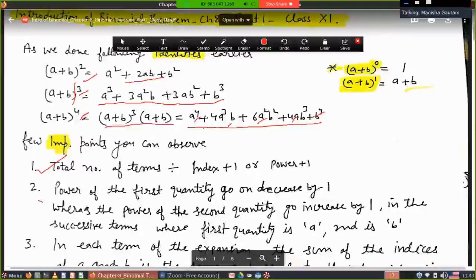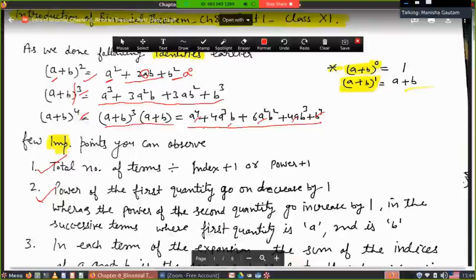The second point which you will get is that the power of the first quantity goes on decreasing by 1, whereas the power of the second quantity increases by 1 in the successive terms. First quantity is a, second is b. Now you can see here the first quantity is a, power in first term is a square, the power is 2. In the second term, power is 1. In the last, there is no power, it means a to the power 0.